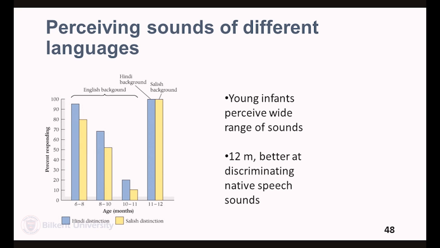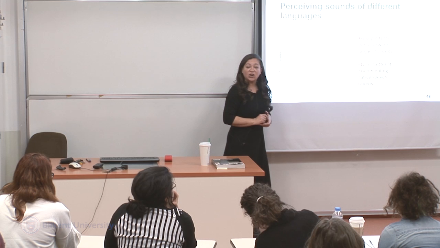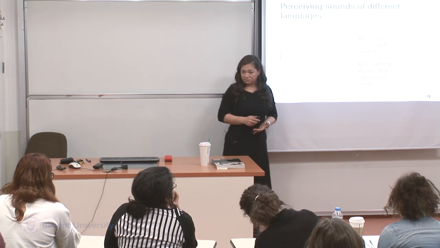As you can see, at 11 to 12 months of age, they can differentiate the sounds of their own language, right? These are Hindi and Salish kids. But when you look at the kids whose native language is English, between 6 and 8 months they're doing pretty well, especially with Hindi, but it keeps decreasing as they get older. The ability they have to distinguish these sounds that are not in their language but in those other languages starts decreasing.